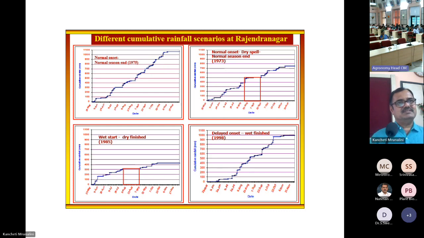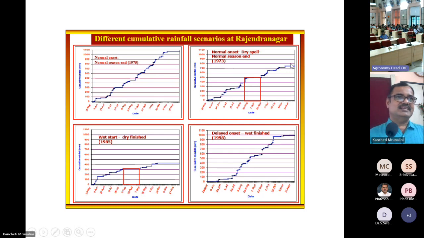That means farmers have to practice as per the recommended practices by the university, and adapt to regular practices. Normal onset, good distribution, and a normal end of the season. If you see the second layer, the right side graph, this pattern occurred in 1973. Initially normal onset, followed by a dry spell. There is a continuous 4 weeks dry spell during the crop season, and at the later end, a normal season end. This is the normal rainfall by the end of the southwest monsoon season in this region.